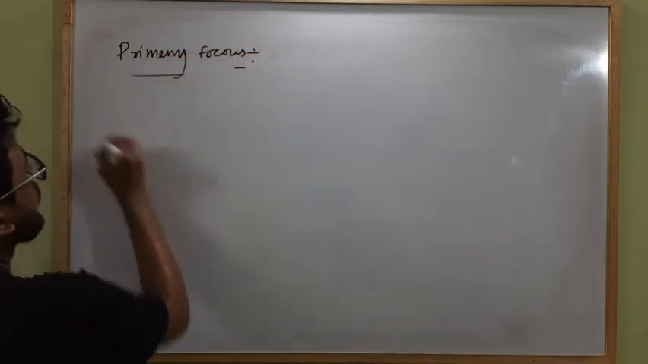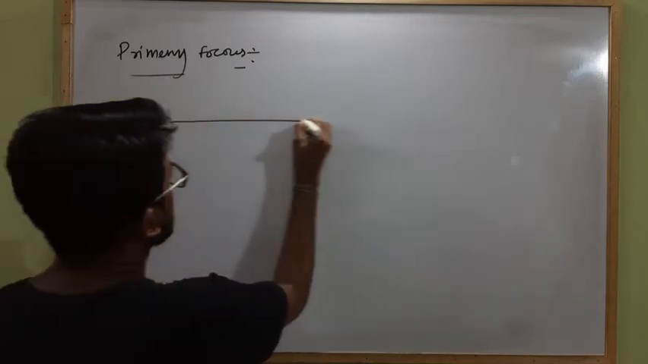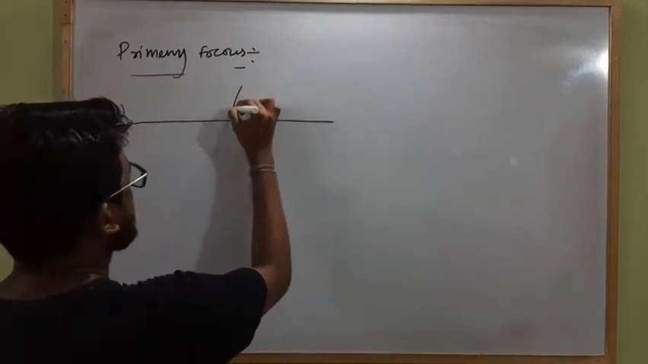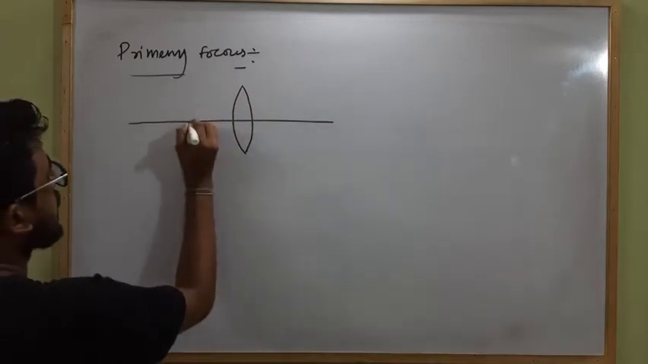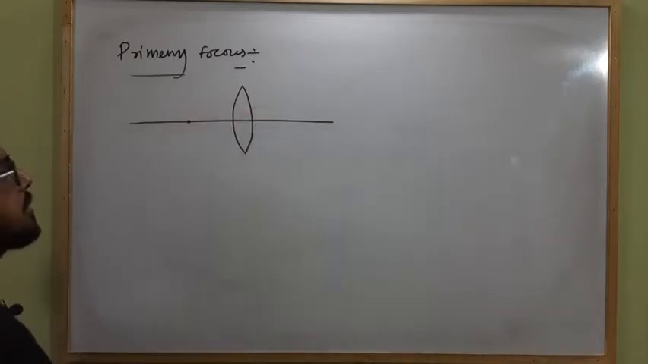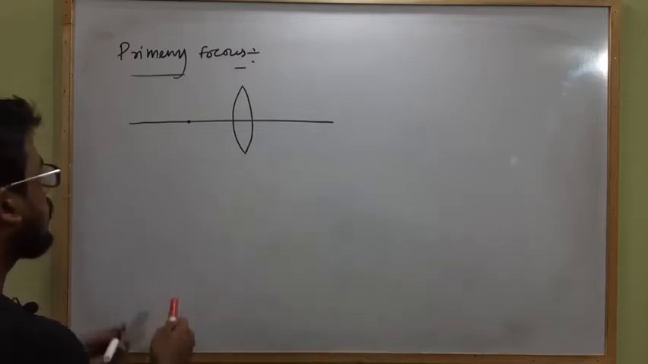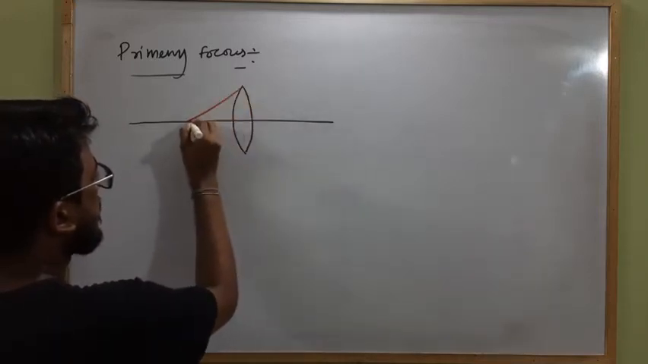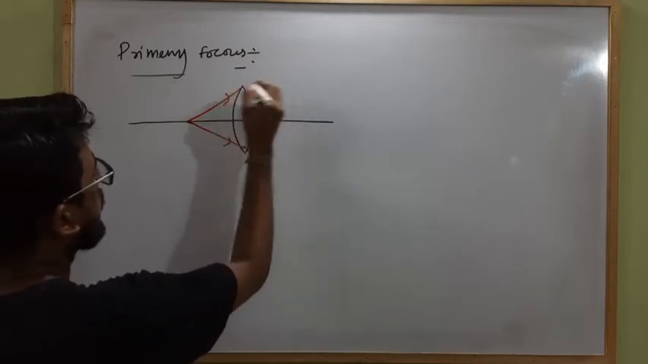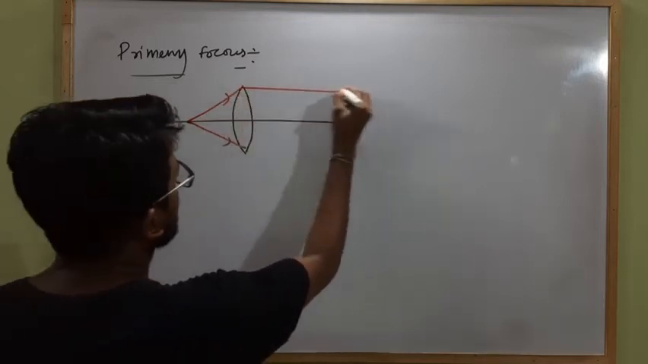So primary focus is such a point on the principal axis of a lens from which the incident rays are diverging and after refraction goes parallel to the principal axis.